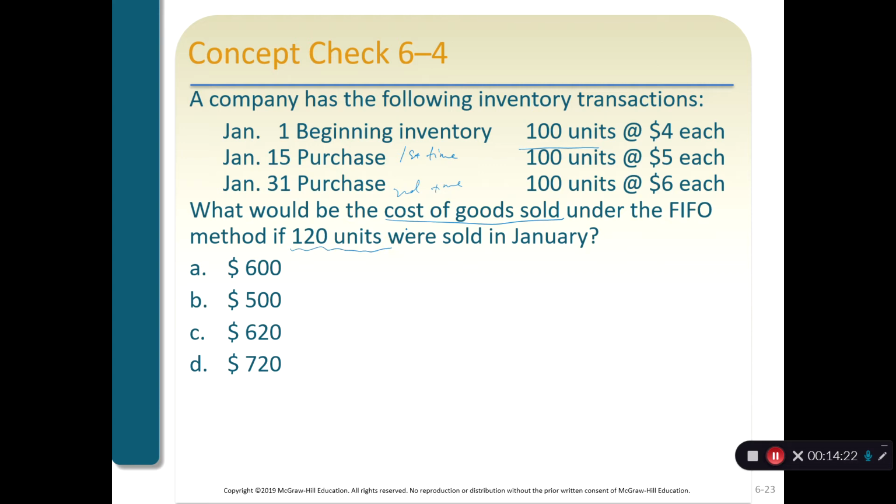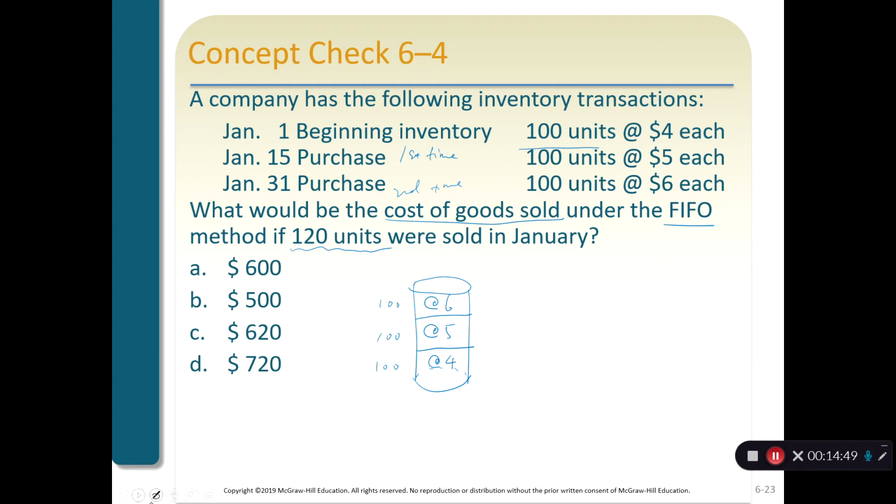So if we are using FIFO, that means we have 3 layers. I want to draw it, I find this very helpful. The first layer, the beginning 100 units, is at $4. The second layer is at $5 with 100 units, and the third layer is 100 units at $6.